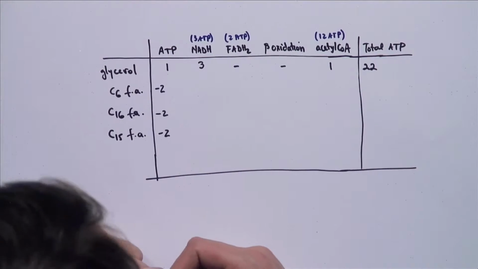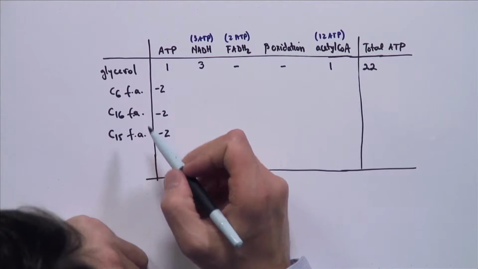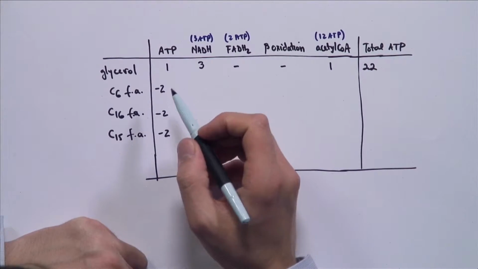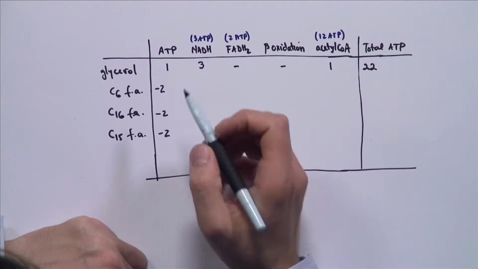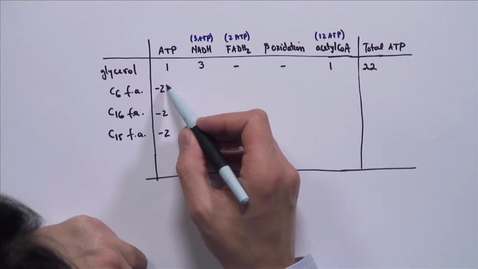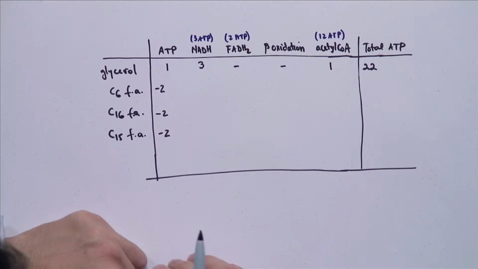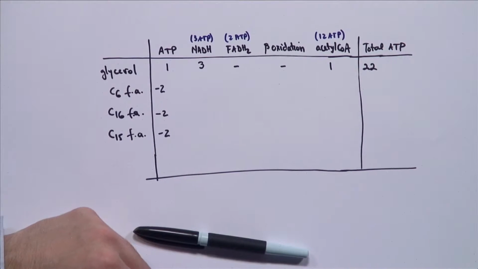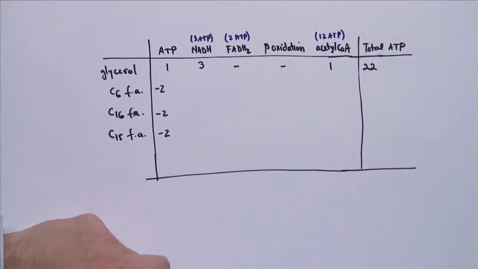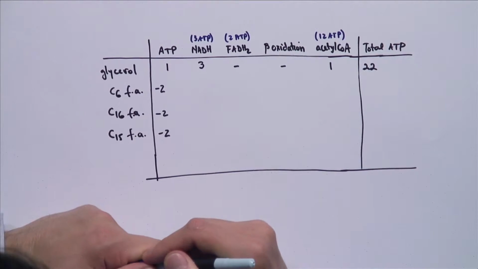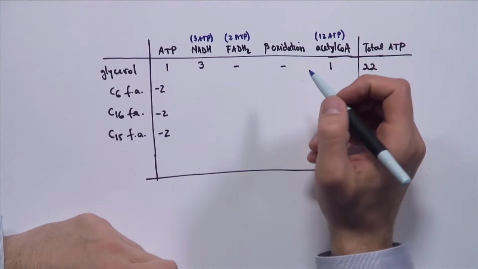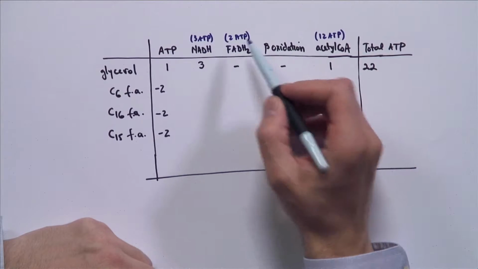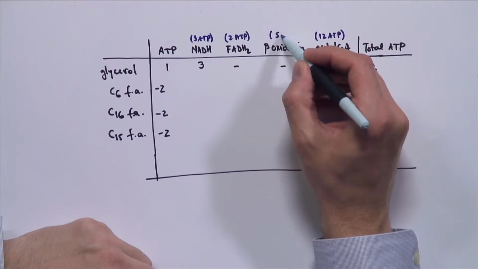Now, let's update our table with the information we just learned. So, as we just said, for every fatty acid, we need to expend 2 molecules of ATP to transform them into the thioesters. That's why I put here -2 for each one of the 3 fatty acids. We also learned that in beta oxidation, we generate one molecule of FADH2 and one molecule of NADH. So for every beta oxidation, we generate the equivalent of 5 ATP.